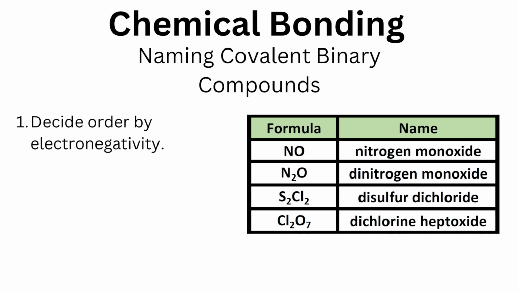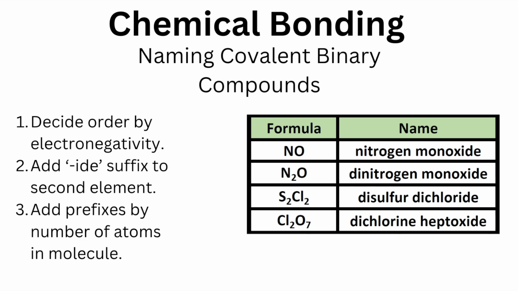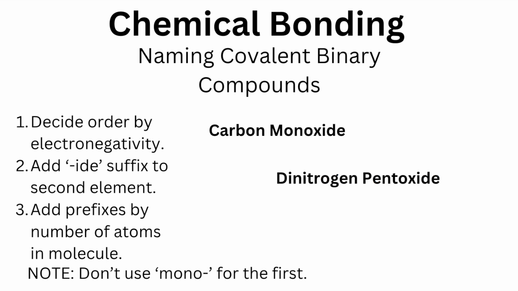Naming covalent binary compounds. Step 1. Decide which element comes first and second, as the first is the one with lower electronegativity than the second. Step 2. Use a normal name for the first element and then add the "ide" suffix for the second. Step 3. Use the number of each atom in a molecule as the prefix. But don't use mono for 1 as a prefix on the first, just leave it bare. For example, we get carbon monoxide or dinitrogen pentoxide.